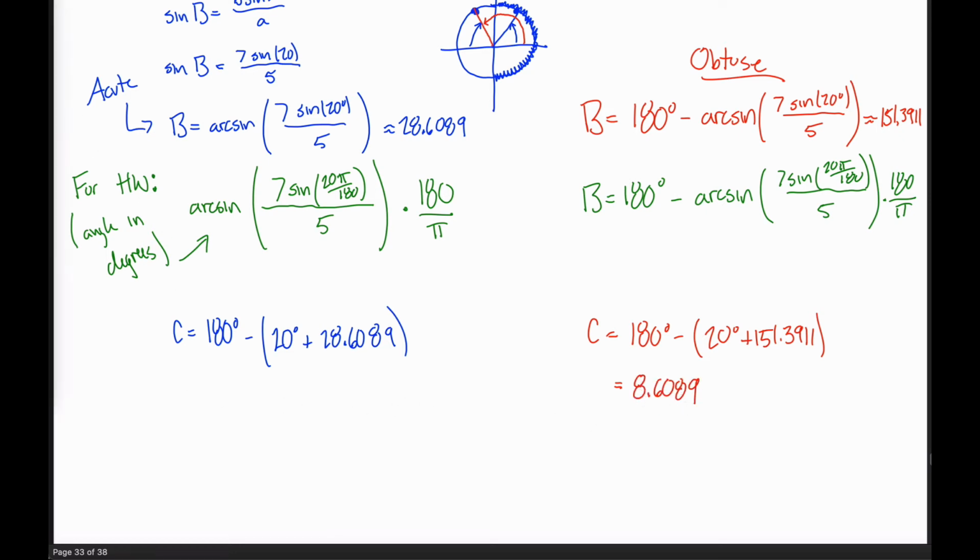And then over here, what I would have left would be 20 less than this number. So I think it would be 131.3911, whatever. You could type 180 minus this sum into your calculator, and I think you'll get these 2 values right here for your angles of C.